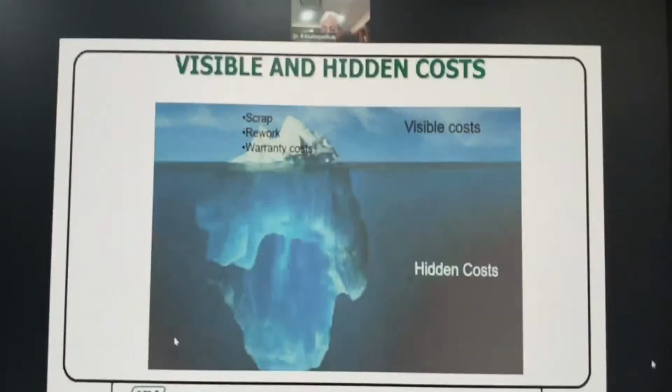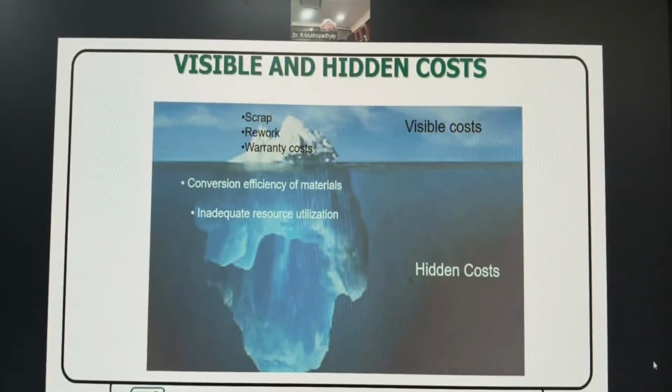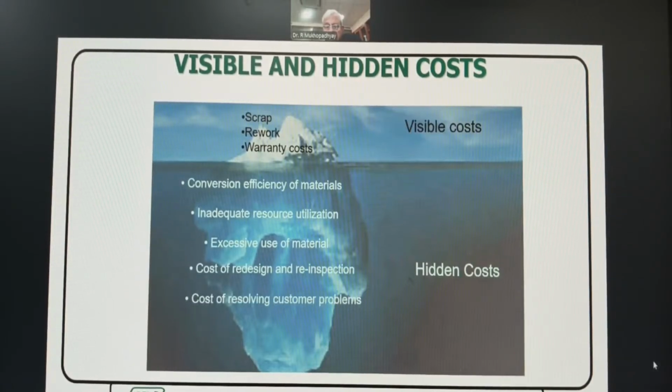Now let me be very clear. Generally, the visible costs we look into are the scrap, rework and warranty. But we never consider the conversion efficiency of the material, inadequate resource utilization. Sometimes you see some raw material suppliers, the mixing time and energy required increases, and you get scrap, etc. The conversion efficiency of the material, that is called material balancing, is required. What is the material input and what is really the output of the product.